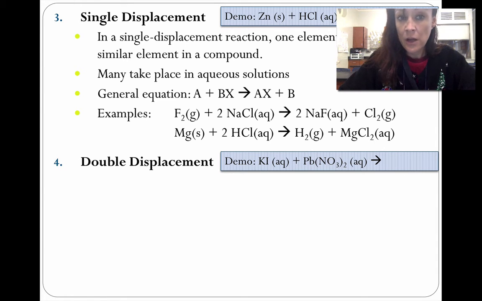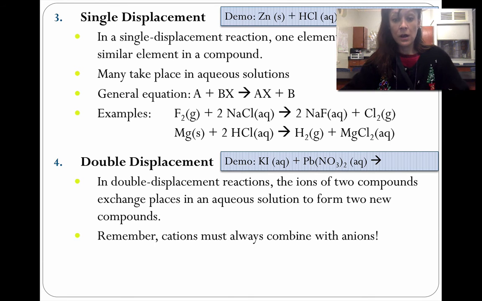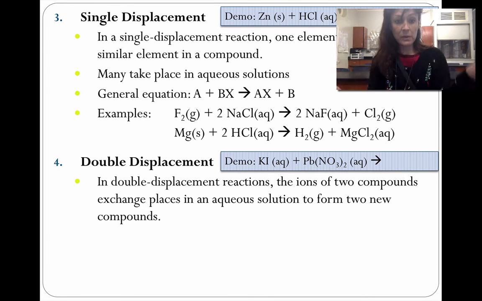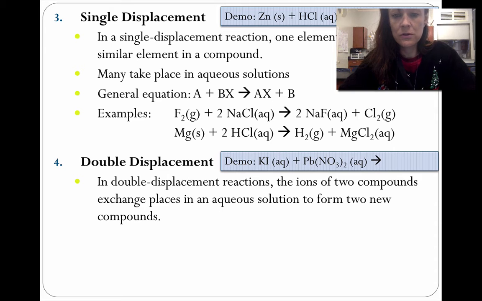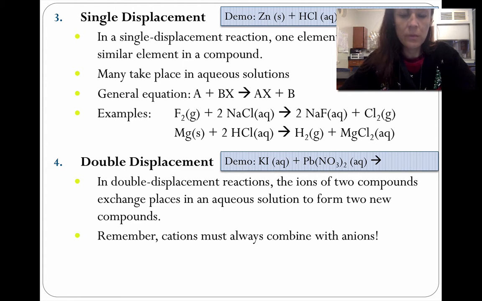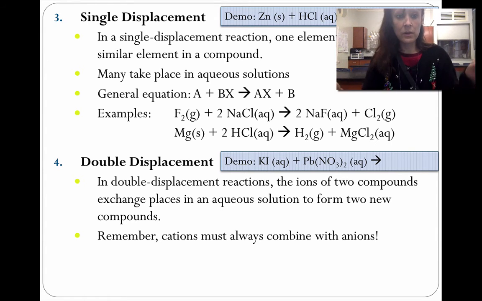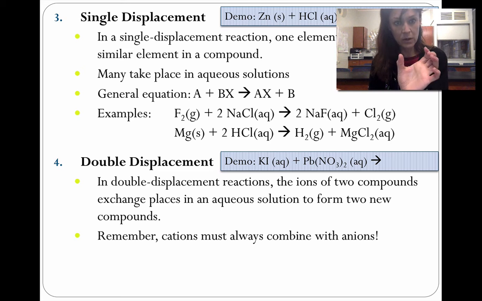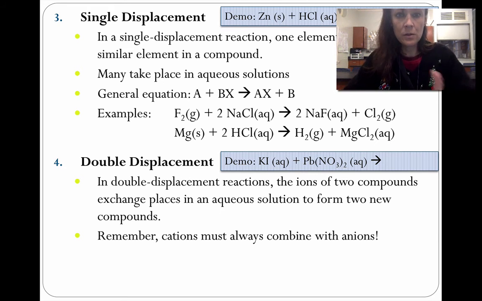Double displacement reaction. The ions of two of the compounds are going to switch places in an aqueous solution to form two new compounds. So remember, cations always combine with the anions. Whenever you're displacing something, the metal, the cation will always replace the other metal, because you always have to have a cation with an anion in one compound, right? So double displacement, two replacements, or switch.